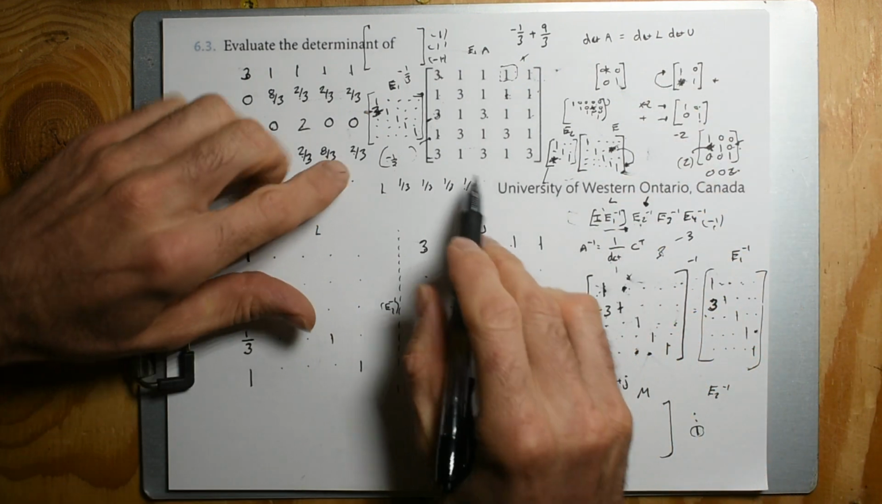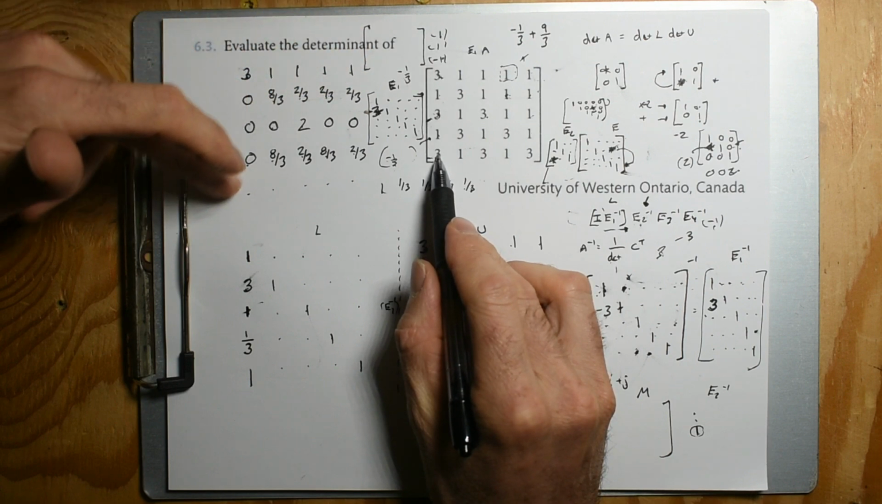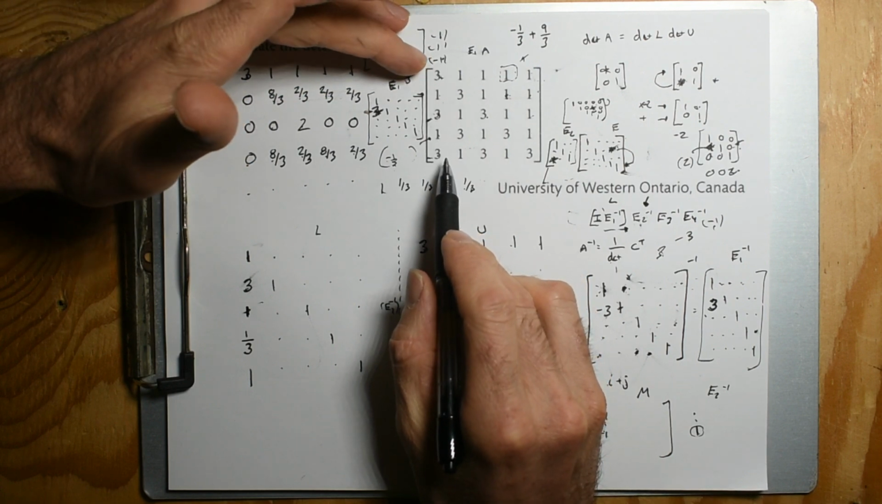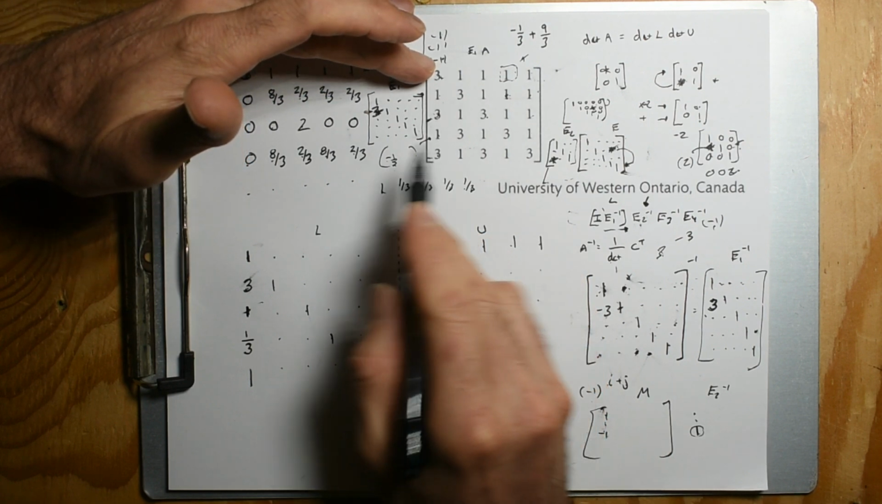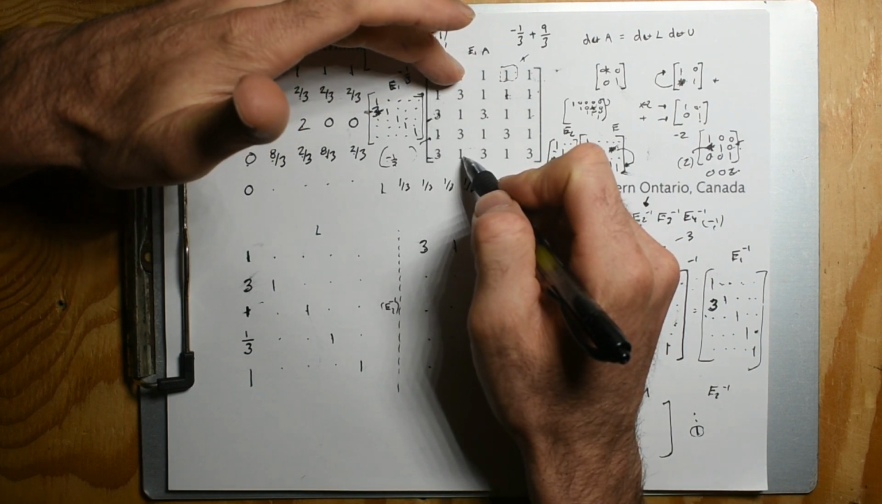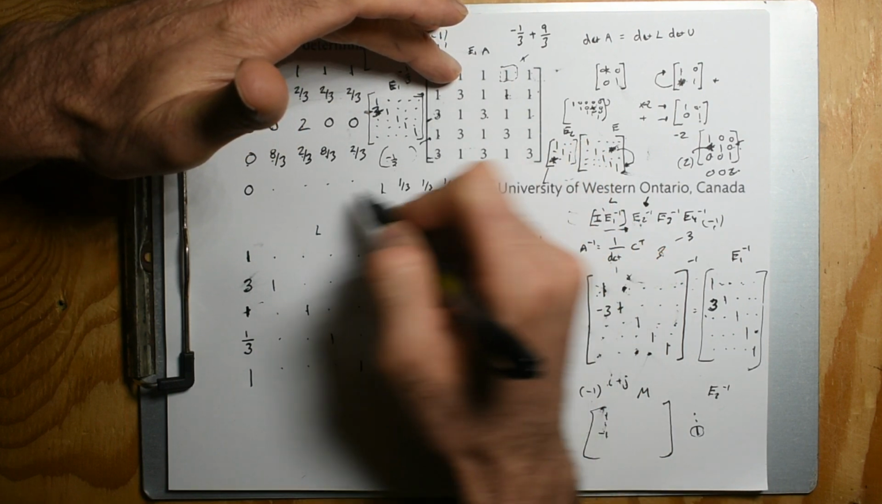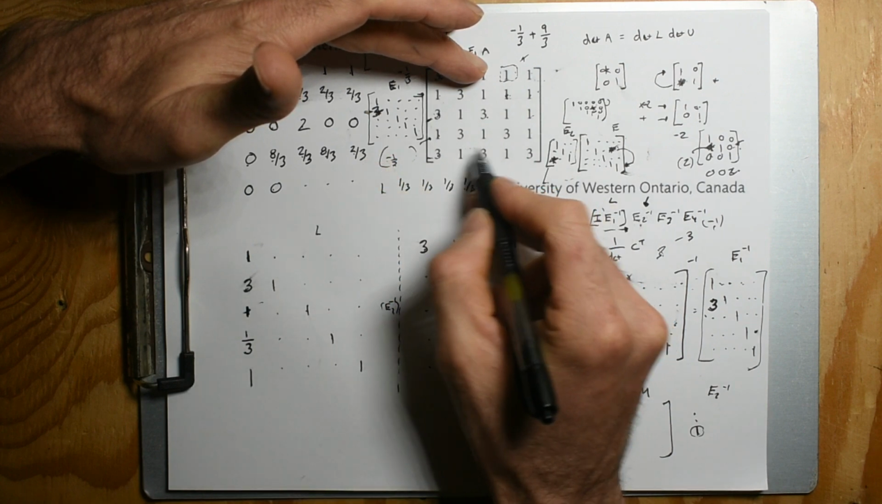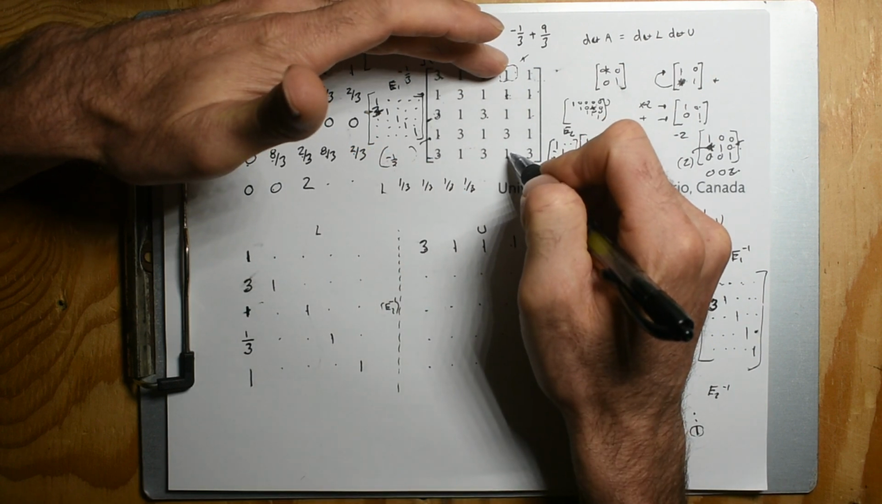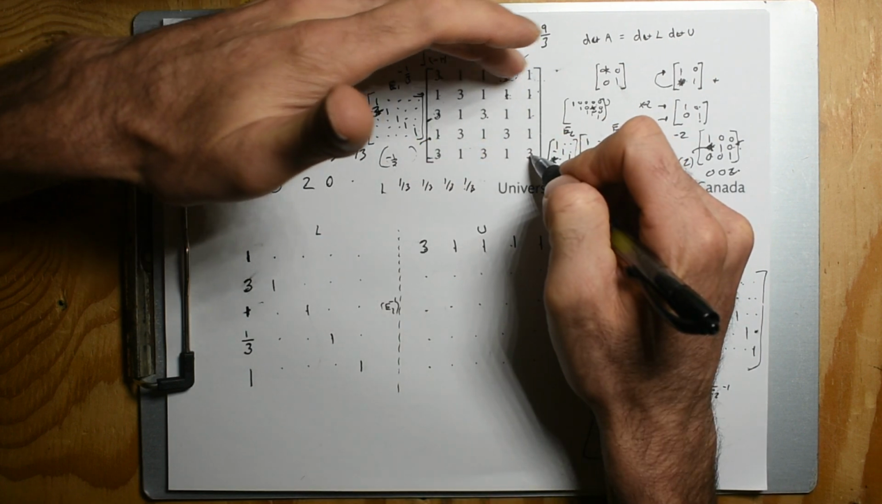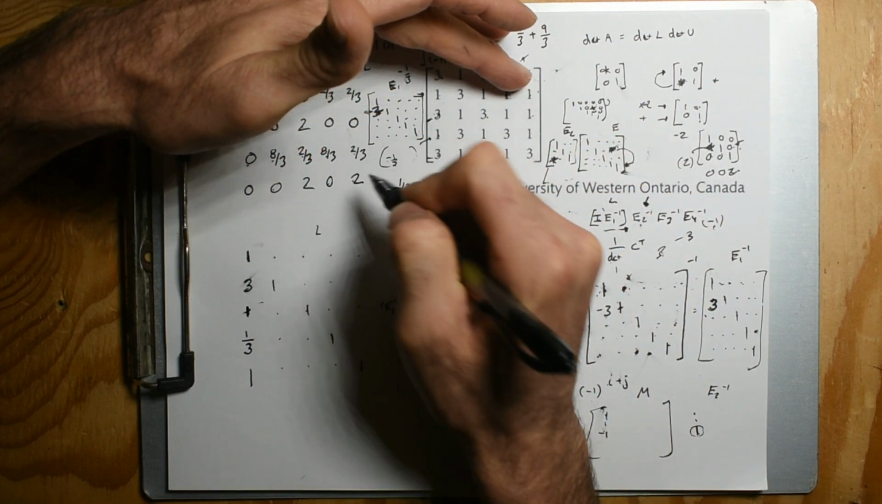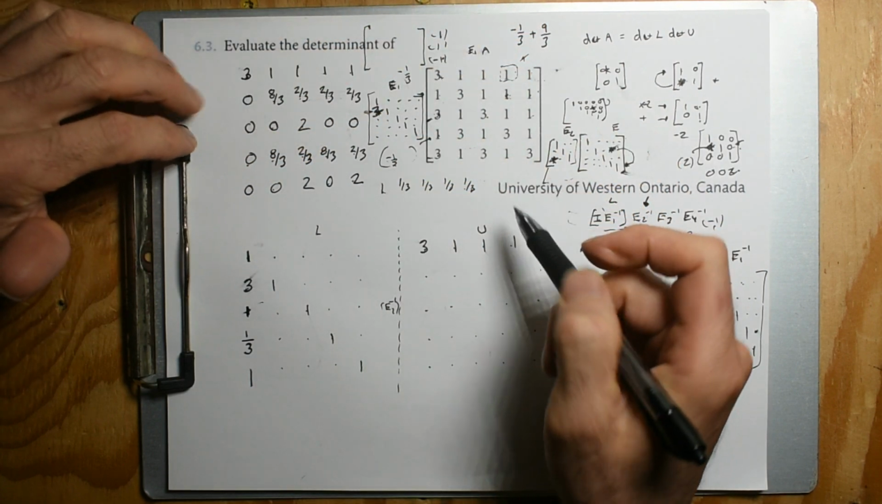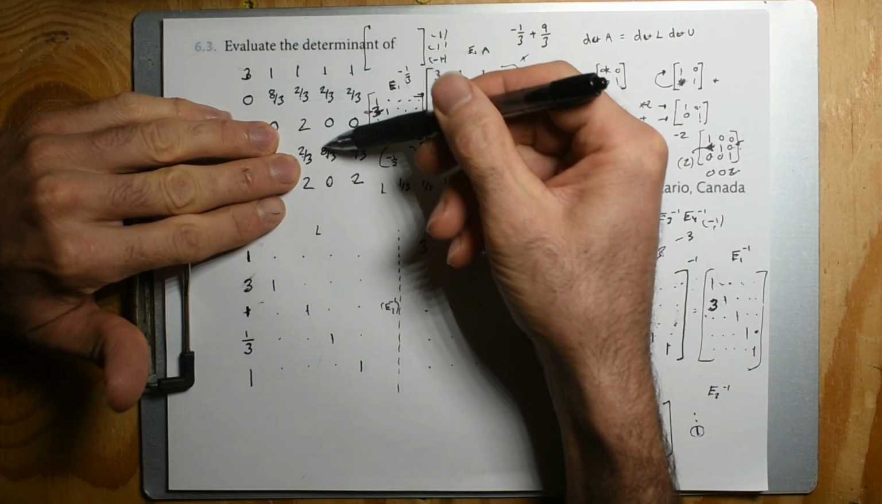Alright, so if I'm going to change this value, negative 1 times 3 is negative 3 plus 3 is 0. Negative 1 times 1, negative 1 plus 1 is 0. Negative 1 plus 3 is 2. Negative 1 plus 1 is 0. Negative 1 plus 3 is 2. Okay, so we're starting to build our upper.